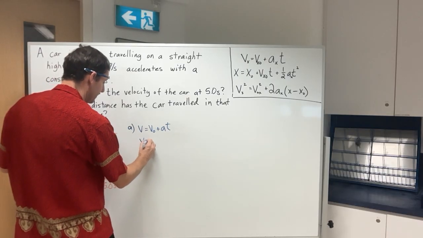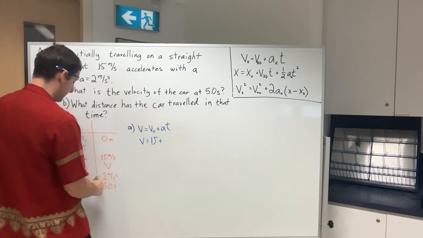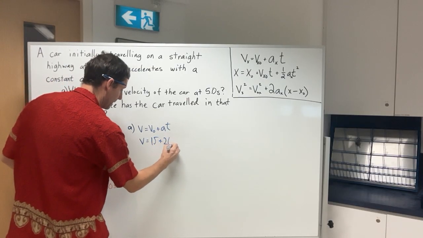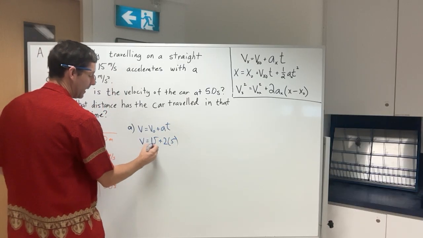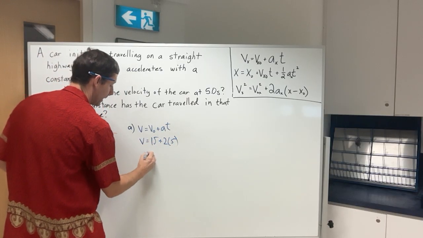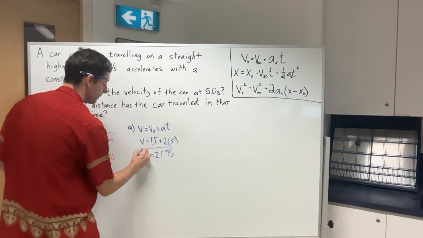V is just V. V naught is 15. A is 2. And then the time was 5 seconds. I put all that together, and I get 15 plus 10, and I get V equals 25 meters per second.